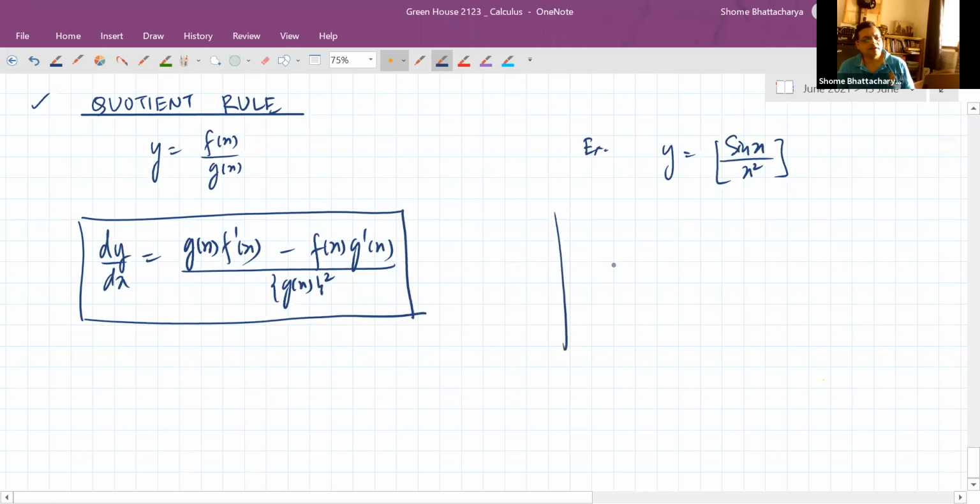So in shortcut, we can write it like this, that y is equal to some numerator divided by denominator, where we understand that numerator is also a function, denominator is also a function. But they're different functions, obviously. Okay, so dy by dx is denominator into differential of numerator minus numerator into differential of denominator divided by denominator square.